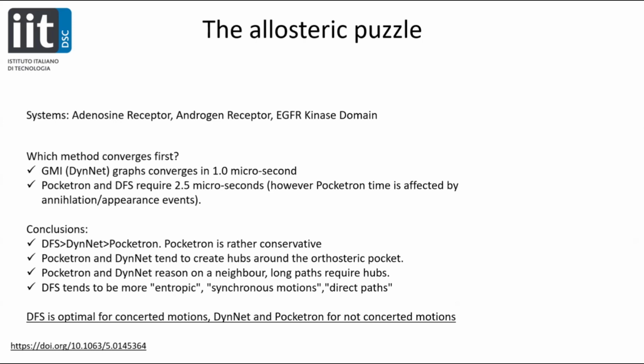They have two different aims, and when you map to non-allosteric things, they both capture allostery, but differently. So the conclusion is that you have tools for concerted motions, like the fluctuation one. Instead, Pocketron and DINET seem more suited, not necessarily to concerted motions, but to chains of communication, which is inherently asynchronous. So you have synchronous communication against asynchronous communication that goes over time.